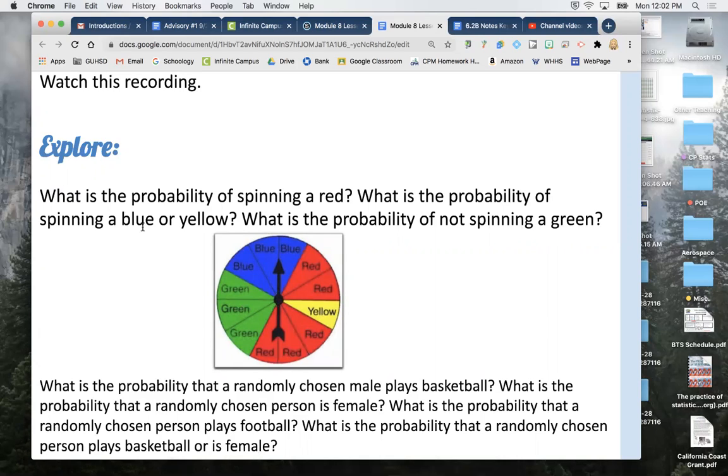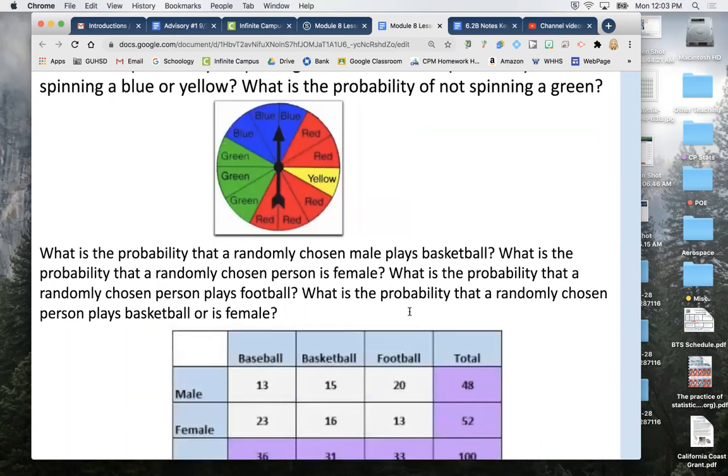The probability of spinning a blue or yellow, well, I would add the blue and the yellow and divide, so there are 4 places out of the 12. 4 divided by 12. And then this one says, what is the probability of not spinning a green? Well, 3 out of the 12 are green. So I'm actually going to do 1 minus 3 over 12, or the thought of, well, if 3 of them are green, then that means 9 of them aren't green, right? 9 of them aren't. Or you could say that this is 9 out of 12, which is the same thing as 1 minus 3 out of 12. So that gives you an idea of how I would calculate probabilities based on one factor.